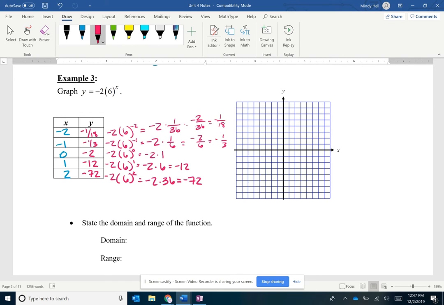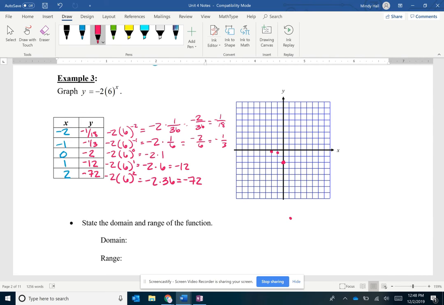Okay? So then we plot these points. So we have negative 2, negative 1/18. So we know it's below that axis. Then we have negative 2, negative 1/3. Then we have 0, negative 2. 1, negative 12. 3, 6, 9, 12 is going to be like down here.